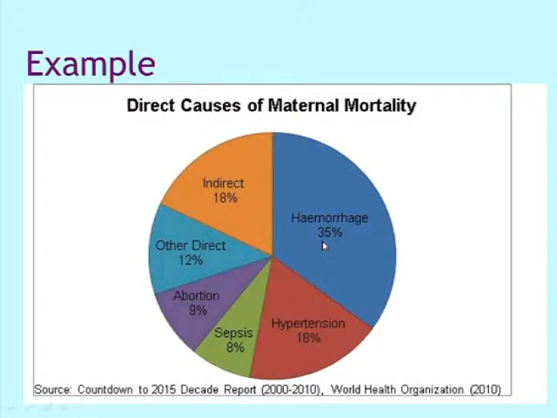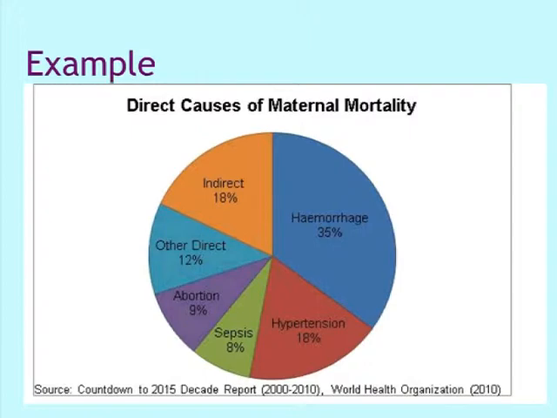So as we can see, we can have a quick glance at what are the different direct causes of maternal mortality and what are the relative proportions of these. If you total up all these proportions, it should stand up to 100%. So the total area in the circle is 100%, and then it gets divided according to its relative magnitude. So that's about pie chart.